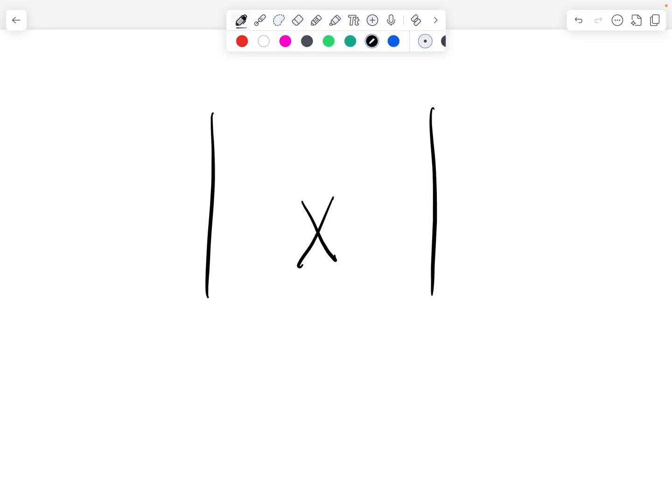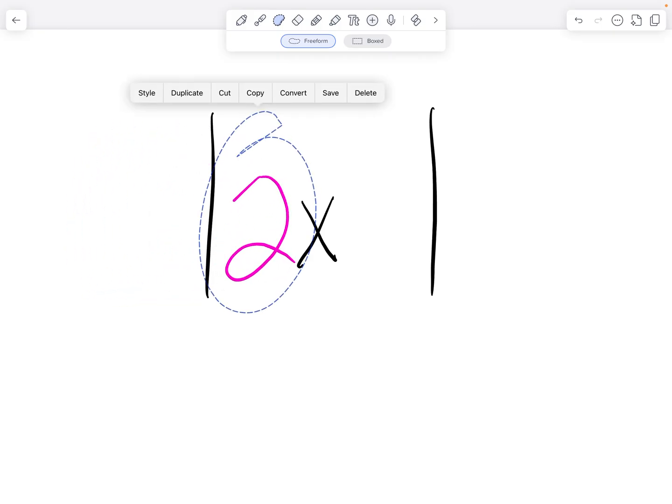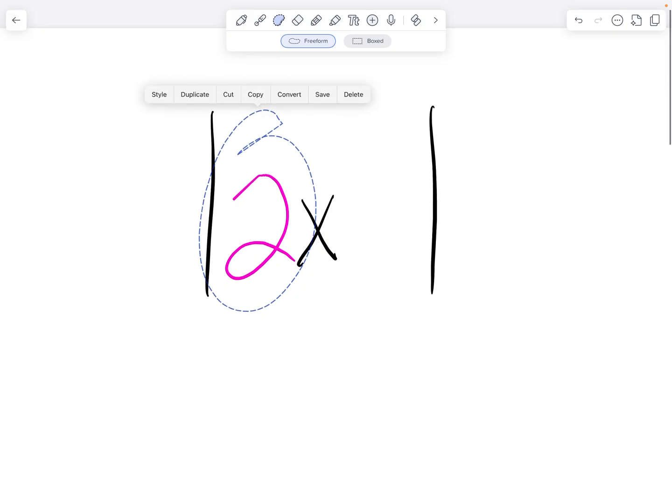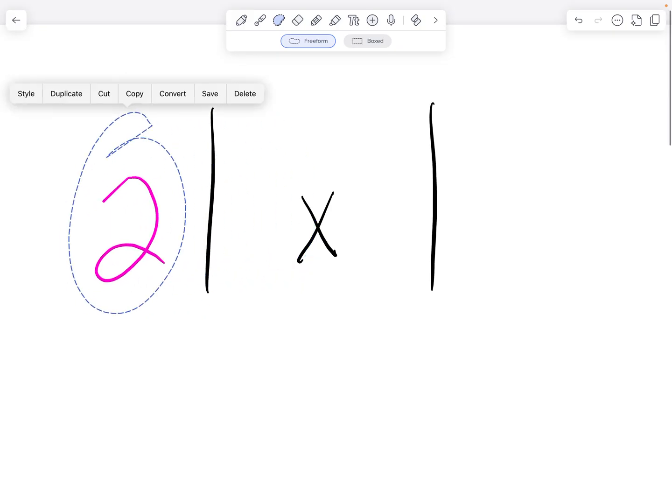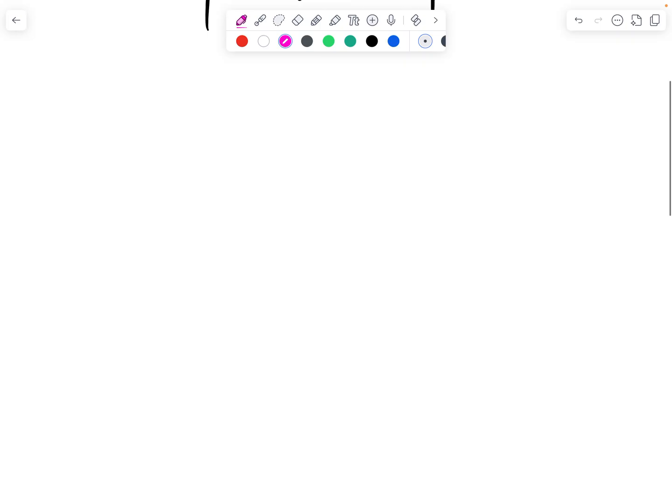Other things you need to know. If I put a 2 on the outside like this, it is a vertical stretch by a factor of 2. But if I do this, it is a horizontal compression by 1/2. See the difference? This is a vertical stretch by a factor of 2, horizontal compression by 1/2. All right, so now that we've done all that, let's do a practice problem, and then I'll pause the video.